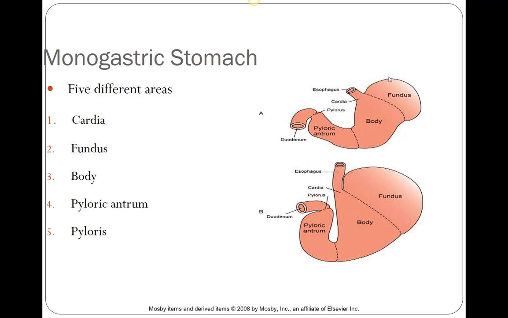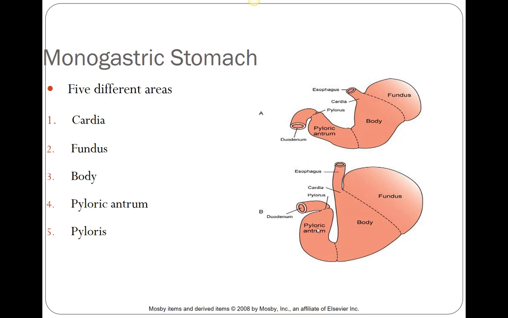Next, you have the fundus, which is this large blind pouch right here that can easily expand out and fill with food. And there's certain glands in there that actually help to make hydrochloric acid and different digestive enzymes. Body can expand also as it fills up with food, and one of its main roles is also making different things like hydrochloric acid and digestive enzymes.